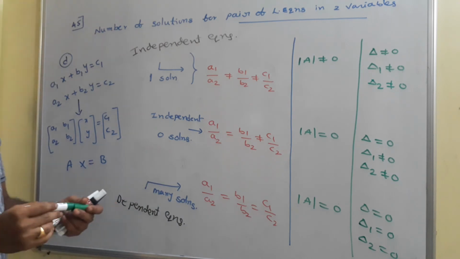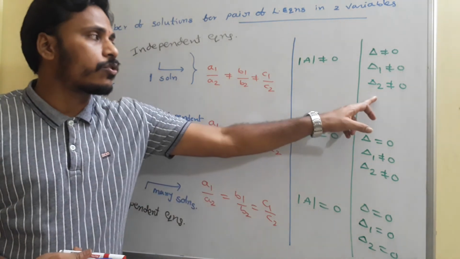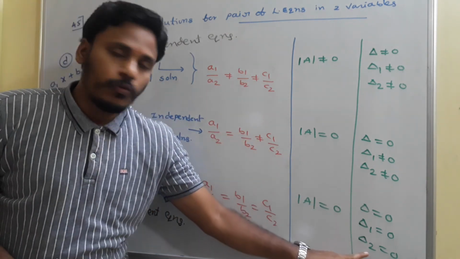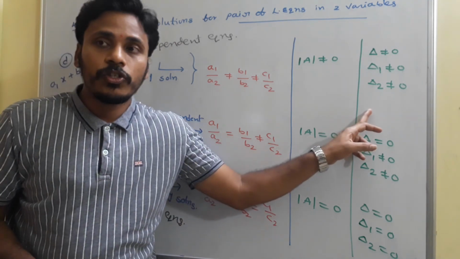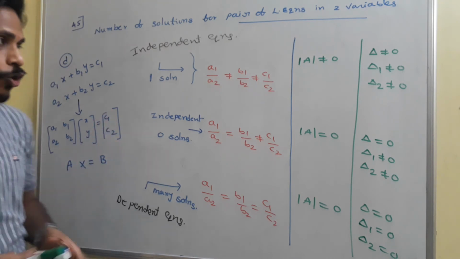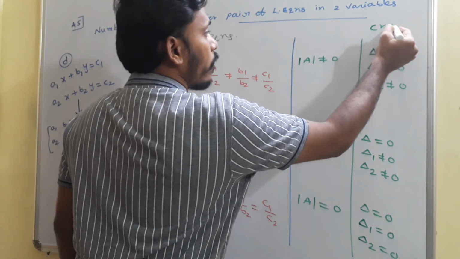Just analyze the situations, okay? See, if delta, delta 1, delta 2 are not equal to 0, it has a unique solution. If all three are equal to 0, it has many solutions. And if delta is 0 and the remaining two are not 0, then we say that the system has no solution. And this is the discussion from Cramer's method side, okay?